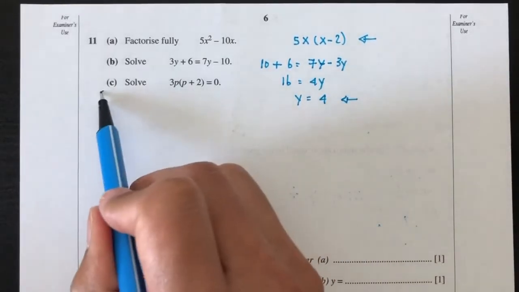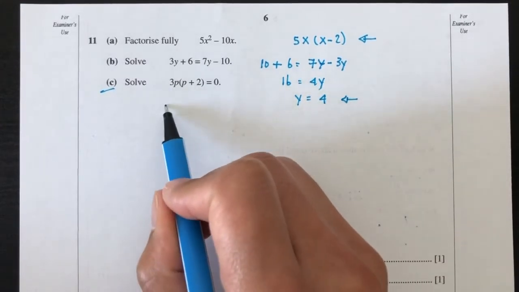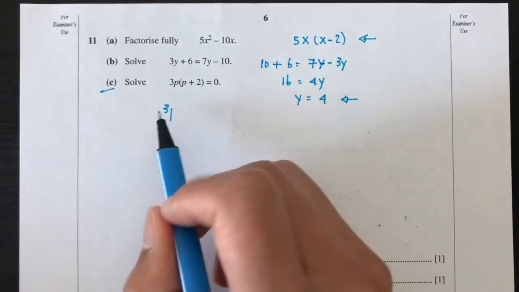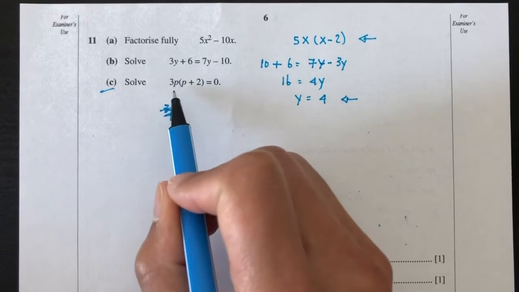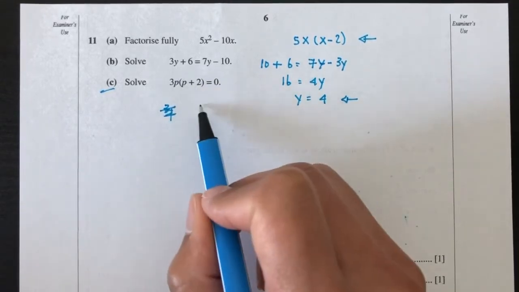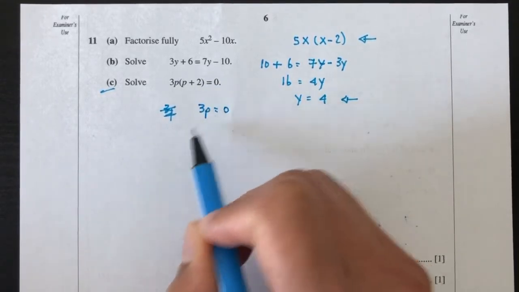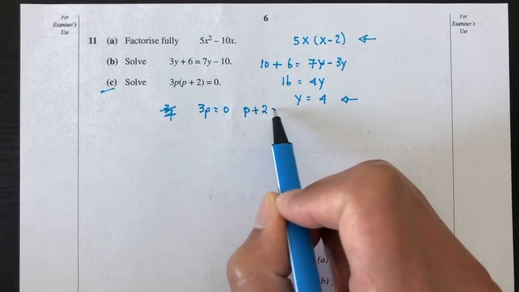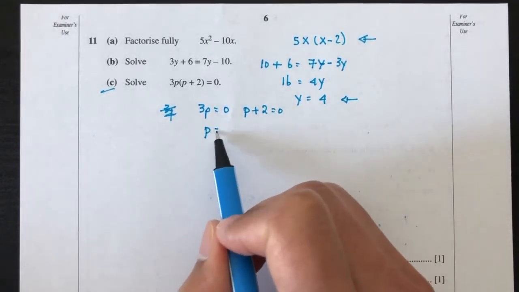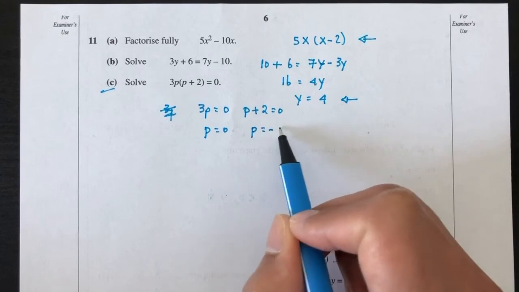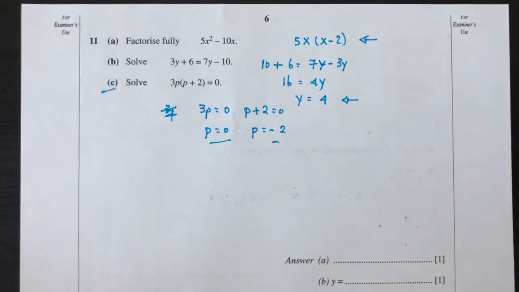Now for part C, solve this one. We have to expand. So 3. No, we don't need to expand. So we just have to solve now because this thing has been given to us. So 3p equal to 0. P plus 2 is also equal to 0. So p equal to 0. P equal to minus 2. These are the two solutions of this.